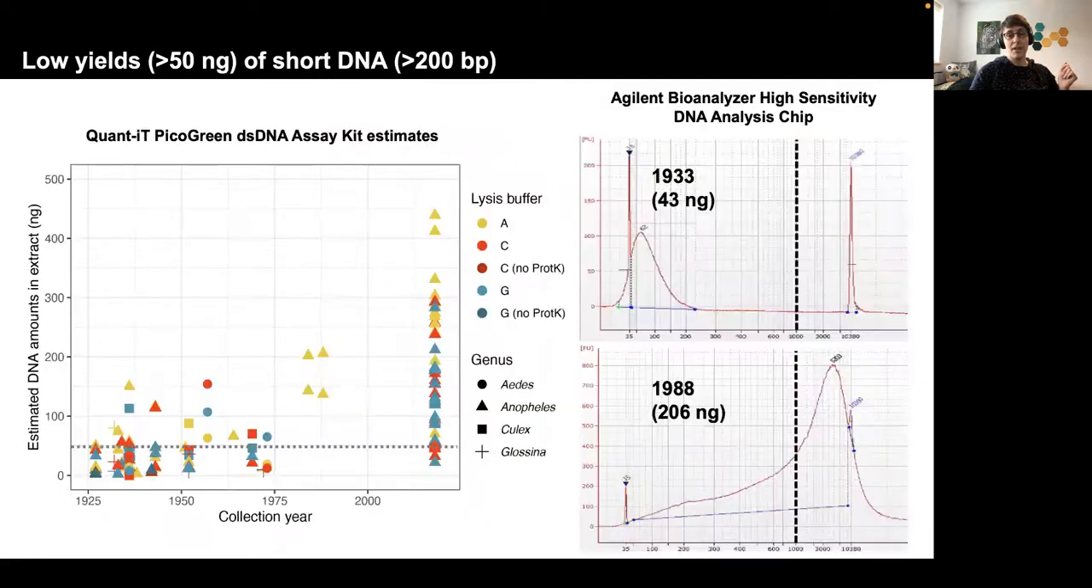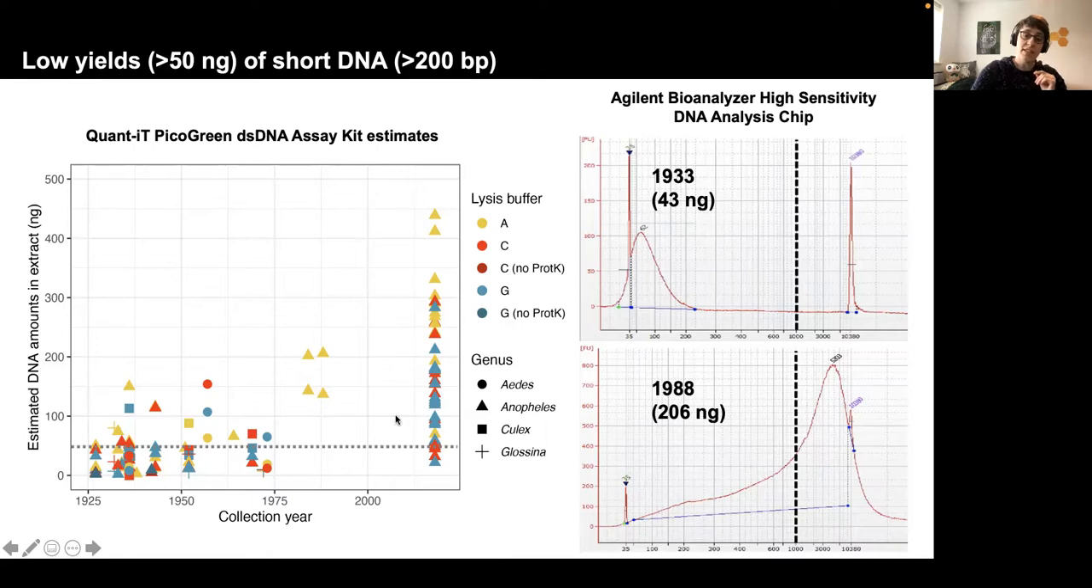And then we decided, let's just characterize these extracts as if we were characterizing extracts for present day samples, which usually is various methods that measure the amount, the length, the quality of your double-stranded DNA. So on the left here is a picogreen DNA concentration estimate. And hopefully you can see my mouse.